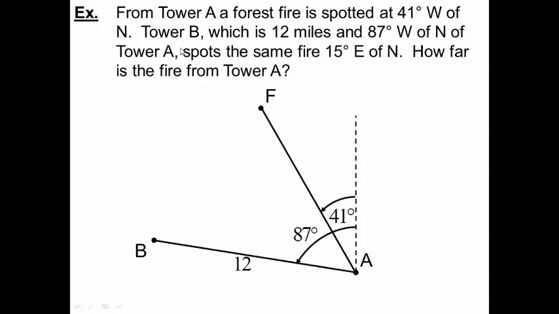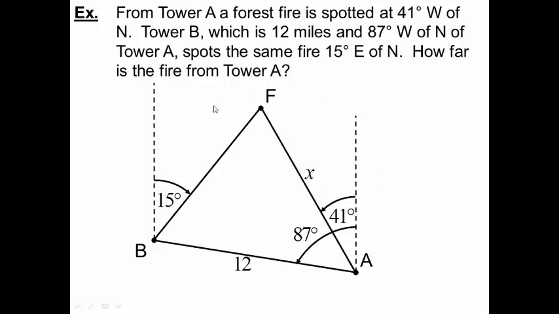Now I can keep going. Tower B spots the same fire 15 degrees east of north. So here's Tower B spotting the same fire. Here's my due north line, and I want 15 degrees east of north. And how far is the fire from Tower A? That means we're looking from A to the fire. We're looking for this side right here.